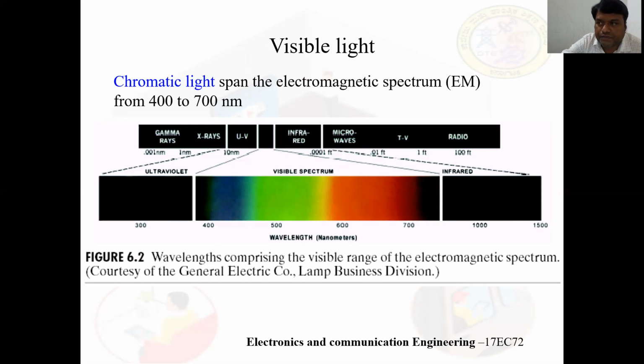Visible light, that is chromatic light, spans the electromagnetic spectrum from 400 to 700 nanometers. That is the electromagnetic range of chromatic light. You can see from the diagram the wavelengths comprising the visible range of the electromagnetic spectrum, from 400 to 700 nanometers, the visible spectrum band.